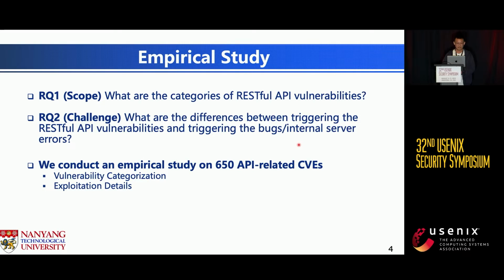Well, specifically for the empirical study, around 650 API-related CVEs have been examined, which mainly involves doing statistics on the following two kinds of information. One is the vulnerability categorization, and another is the exploitation detail of the vulnerability.